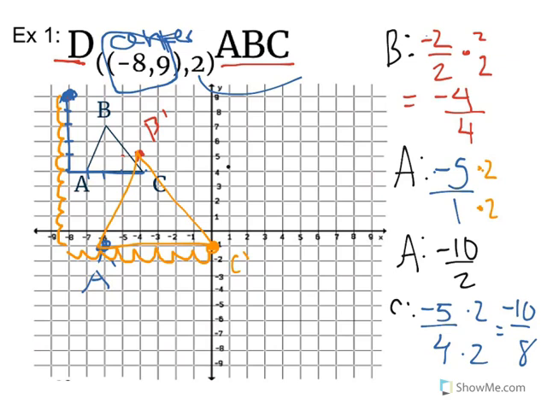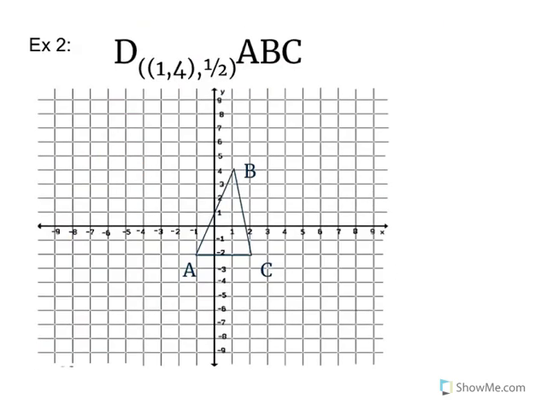Let's look at another example. So here we're going to dilate triangle ABC, where this is your center. So 1, 4 is the center. And then it's a dilation of a half, so that's your scale factor, your K value. So first thing we want to do is plot the center. So our center is at 1, 4.